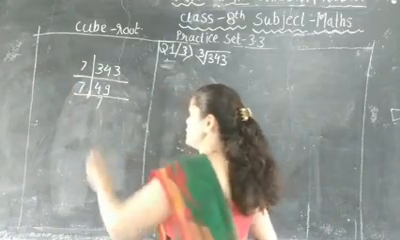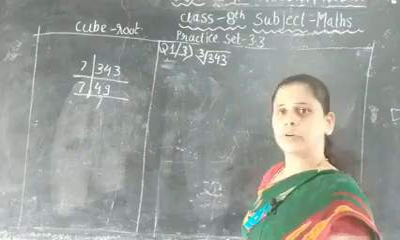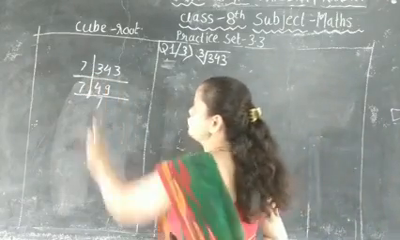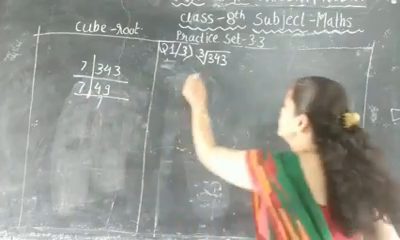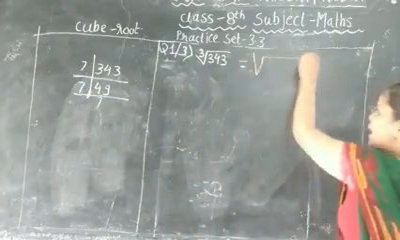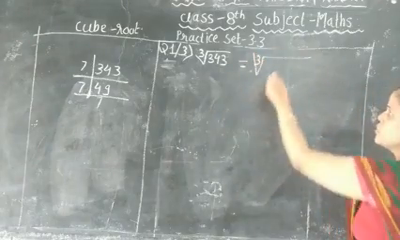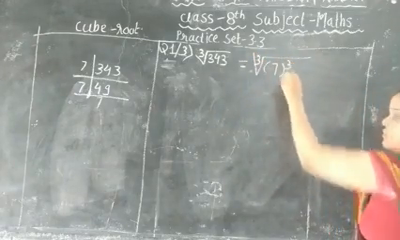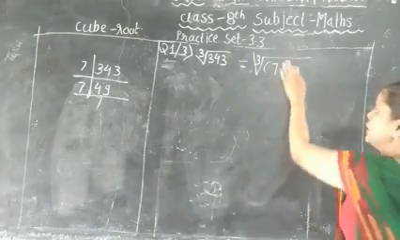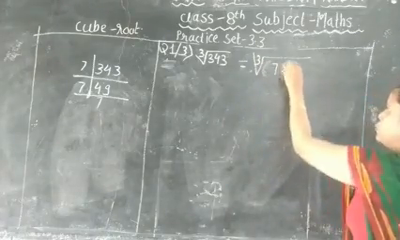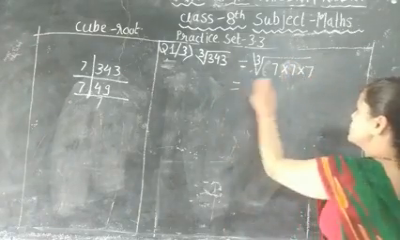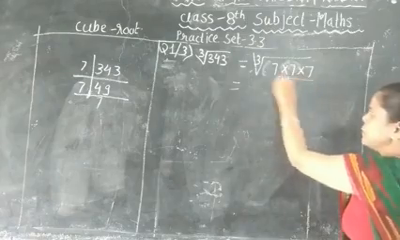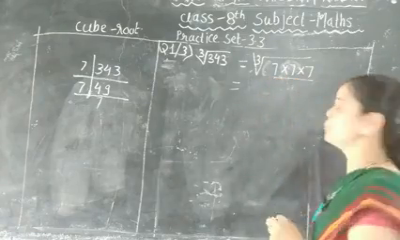7 sevens are 49. That means the factors of 343 are 7 into 7 into 7. So we can write this number as 7 raised to the power 3, or you can write in this way, 7 into 7 into 7. The next step is, here 7 is multiplied 3 times, that means the group of 3.